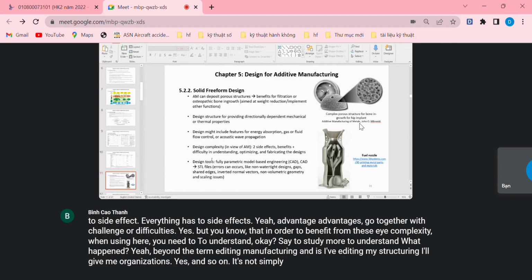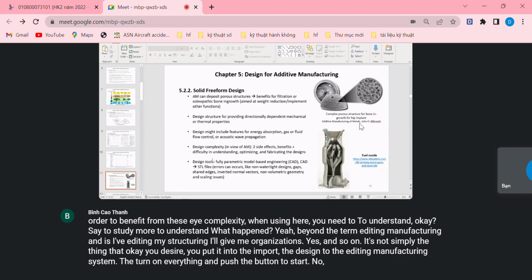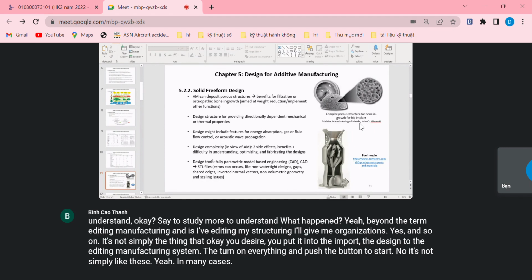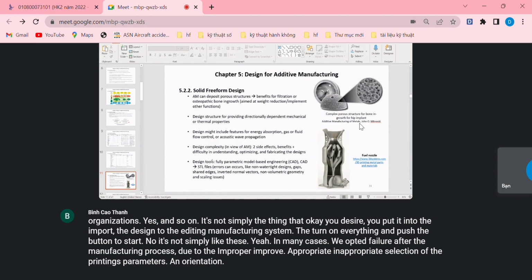It's not simply that you design, import the design to the additive manufacturing system, turn on everything and push the button to start. No, it's not simply like this. In many cases, we obtain failure after the manufacturing process due to inappropriate selection of the printing parameters and orientation.